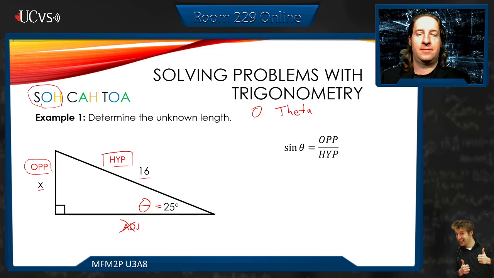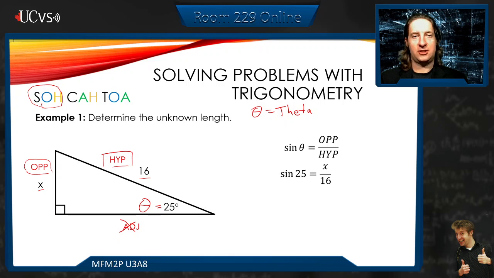T-H-E-T-A. It's called theta. So the sine of that angle is opposite over hypotenuse. So now what do I know? I can replace some of these numbers, right? I can replace my angle with 25, and I can replace the hypotenuse with 16.